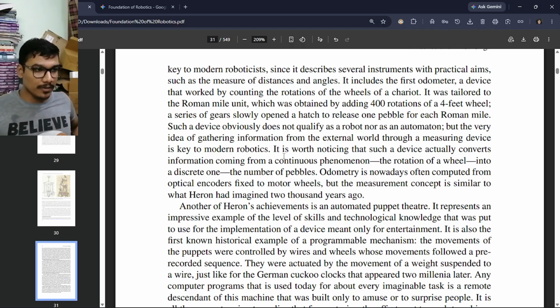Let's just read. It is worth noticing that such a device converts information coming from a continuous phenomenon, the rotation of the wheel, into a discrete one, the number of pebbles.